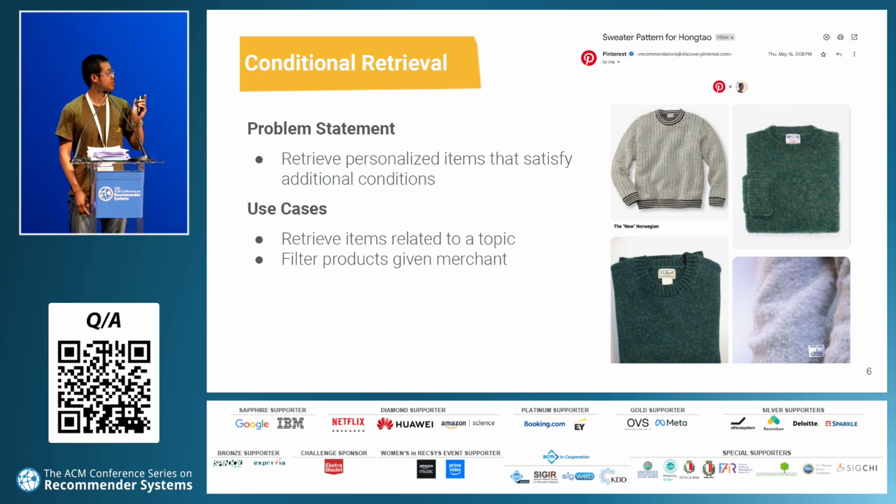As you can see on the screenshot on the right, this is a use case at Pinterest where we recommend you notifications. In a notification, we recommend pins or items that are related to a topic. Here it's sweater patterns. There are other use cases, such as retrieving items and filtering products given merchants or prices, that can also fit into this case.